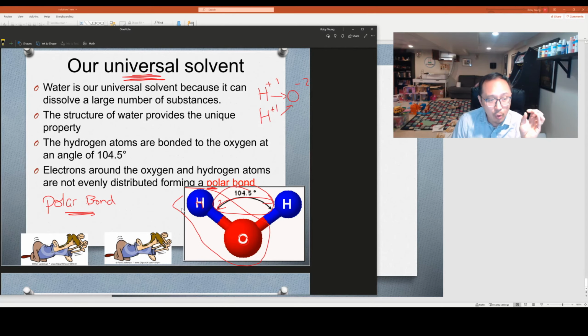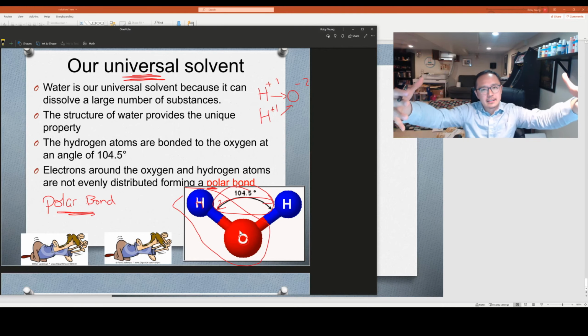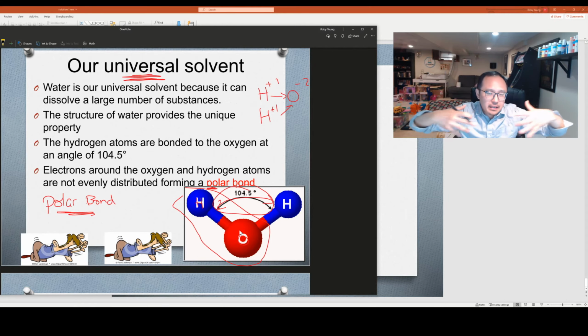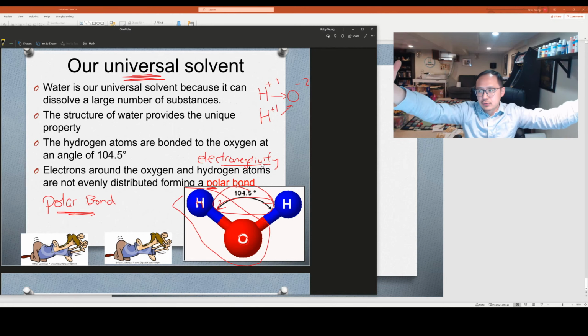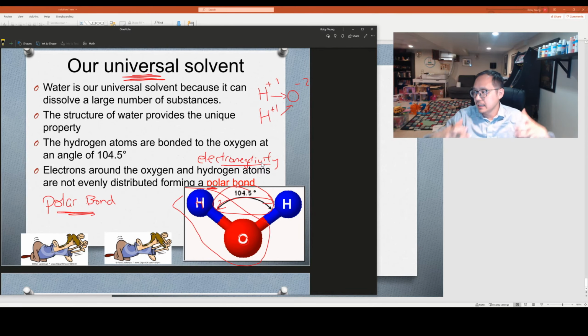A polar bond basically is that because oxygen has the ability to grab the electrons to itself, because it has that very high electronegativity. Oxygen has a high electronegativity. That means it's going to grab the electrons to itself, so the electrons are going to hover around this oxygen.